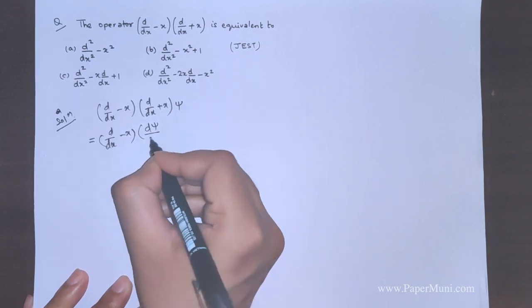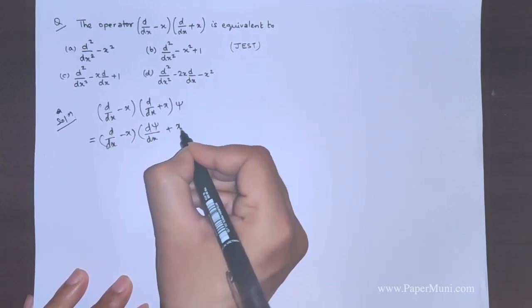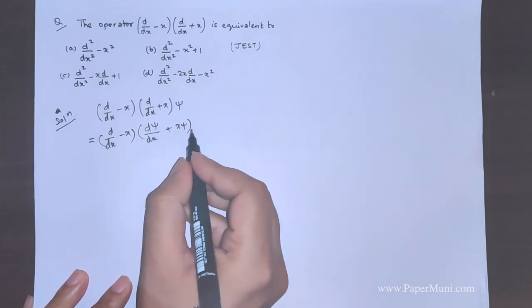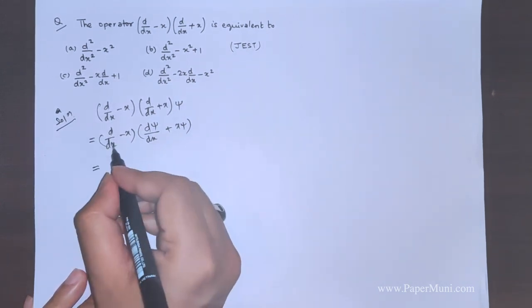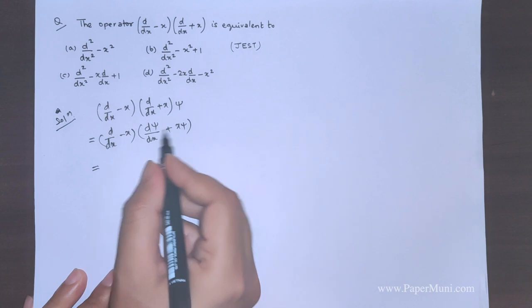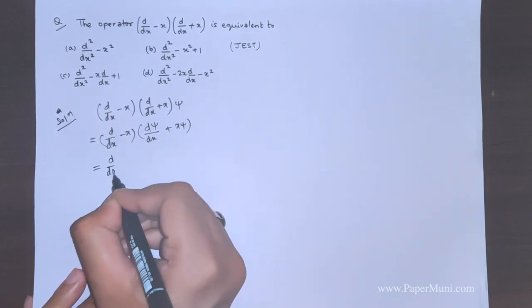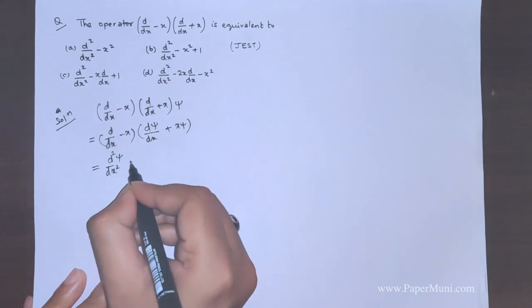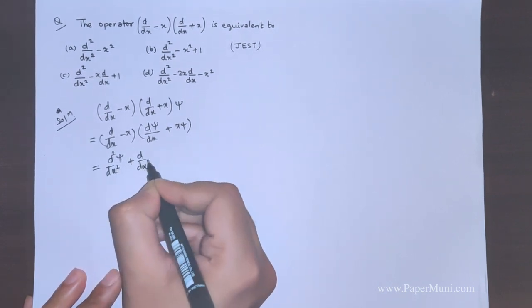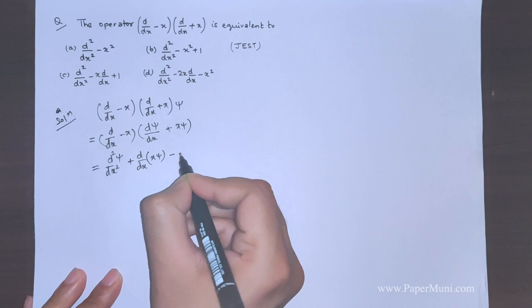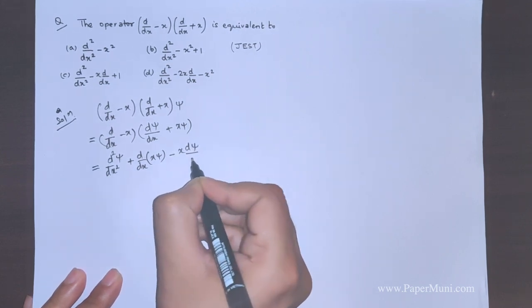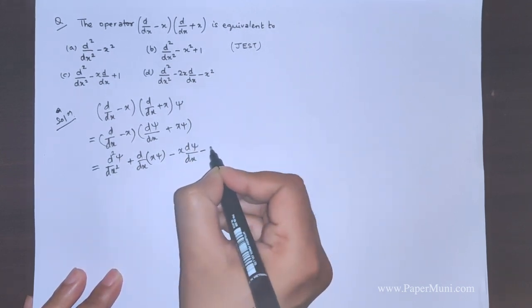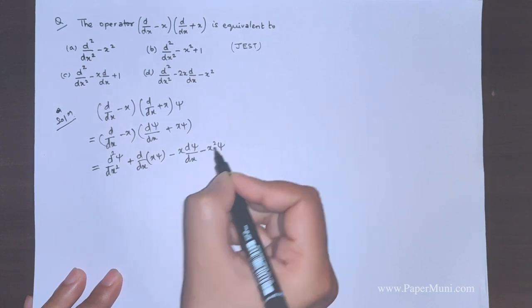So this is the linearity property of this operator, so we'll get this thing, and then now operate this term on this too, and then this on this too. So if you operate this, you'll get the double derivative of psi, plus d/dx of x psi, minus x d psi by dx, minus x square psi.